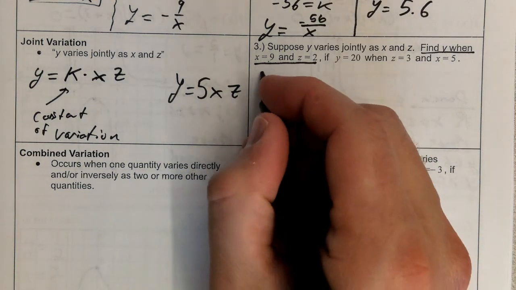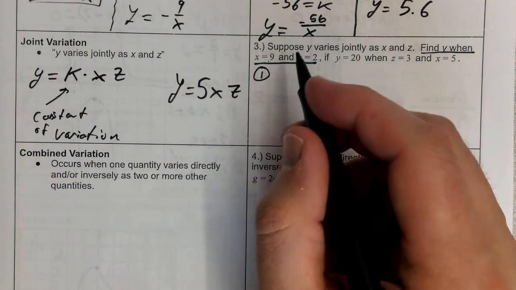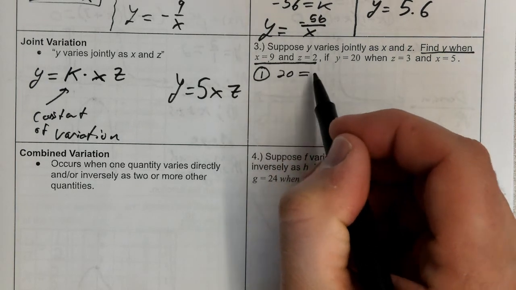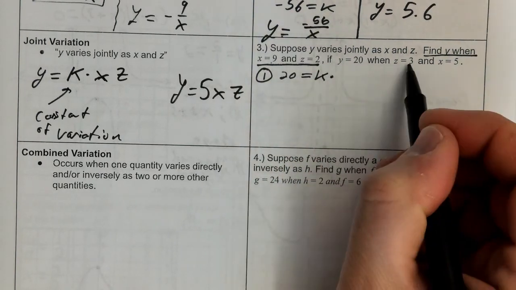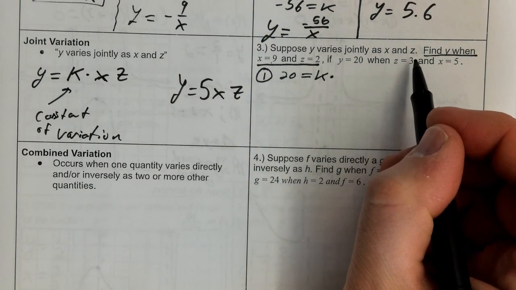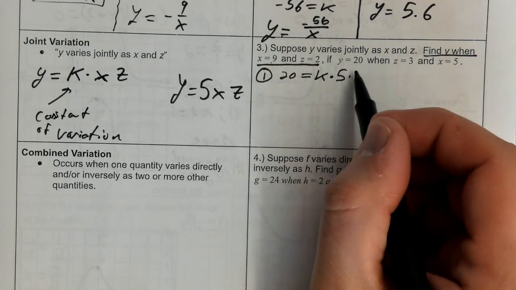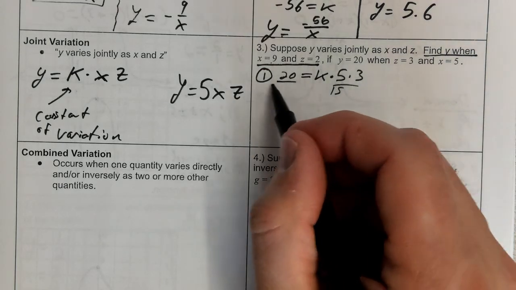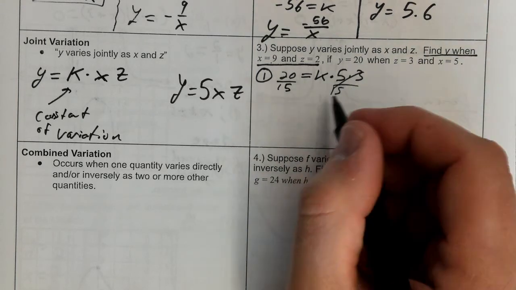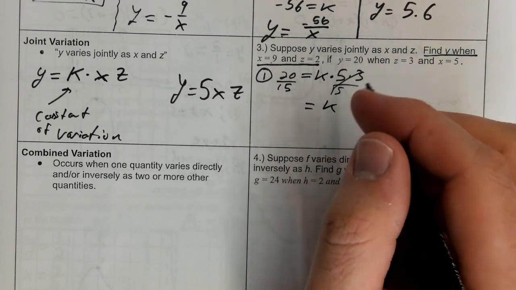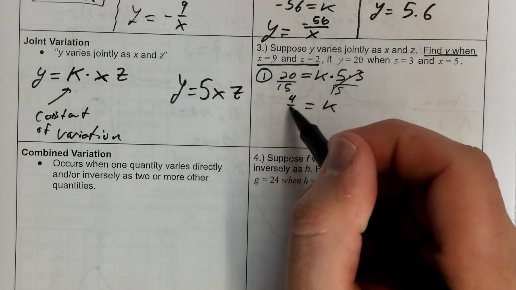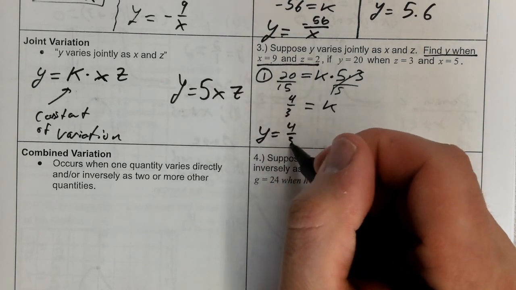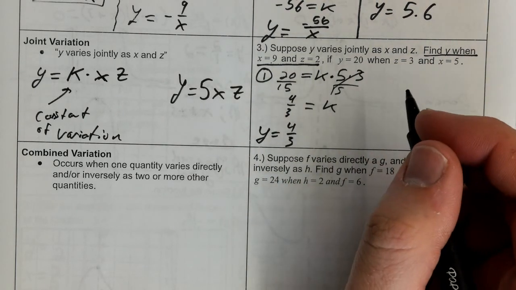That's step 1. So I'm going to set this up. I'm going to put in 20 for y. That's going to be equal to k times x times z, which is 5 times 3. So then I'll divide both sides by 15, because 3 times 5 is 15. And I get that k is equal to 4/3. Meaning my joint variation equation is y equals 4/3 xz.